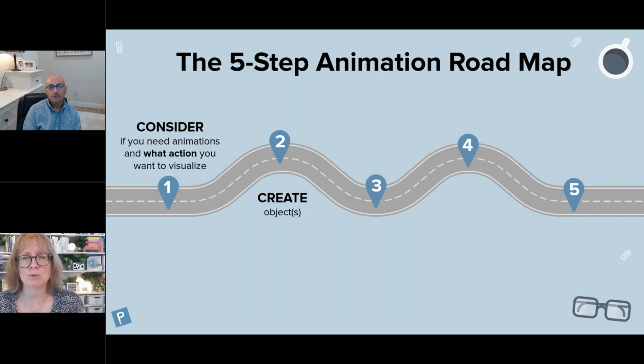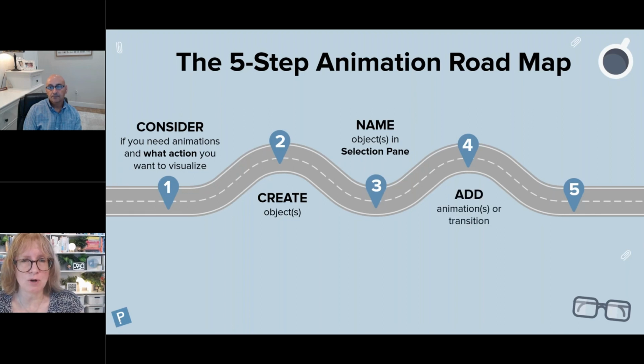Now, step 1 and 2 can be reversed. You might already have a slide with objects, then your step 1 becomes your step 2. Step 3, name all your objects logically in the selection pane. This will save you a lot of time when you start animation. Don't skip this step. Step 4, add animations or transitions to your objects or to your slides. And step 5, adjust animations and transition effects using the effect options or timings.